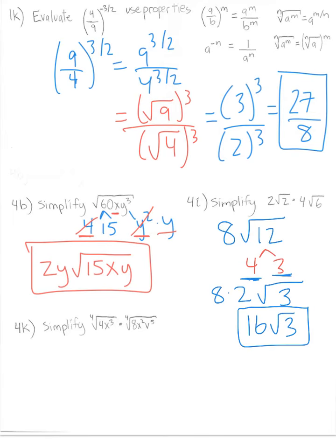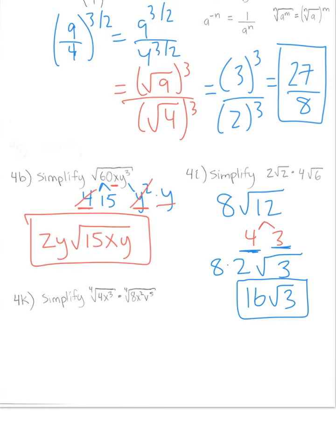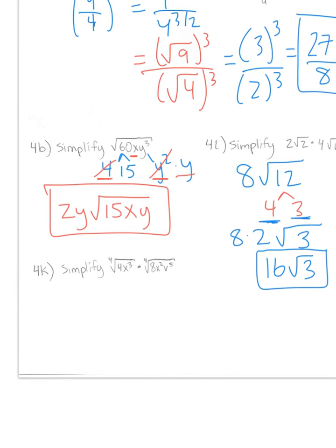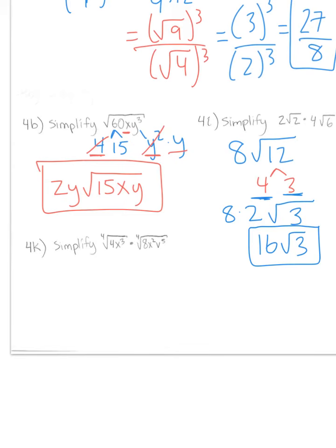Finally, on this page, for this last one, we're going to scoot this up just a little bit. Okay, for 4k, now these are fourth roots, so I'm looking for values that multiply by themselves 4 times, creating perfect fourth powers.